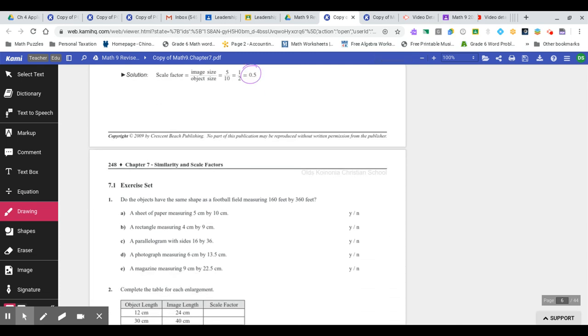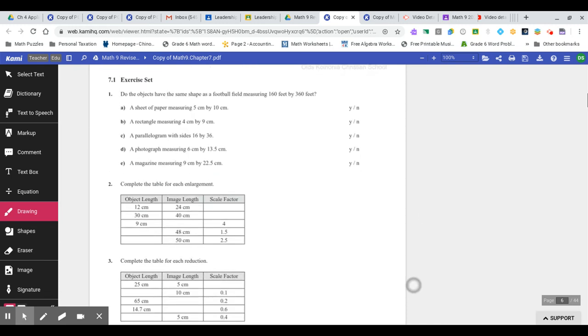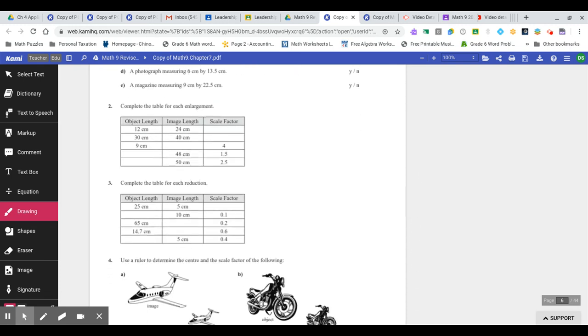I just want to remind you down here on questions 2 and 3 that if you just want to use your formula, it works every time. Scale factor is equal to the image over object, or the new over the original, or picture over the real.